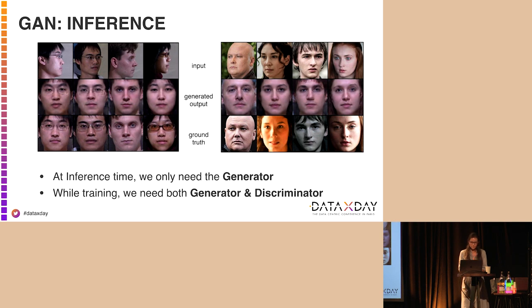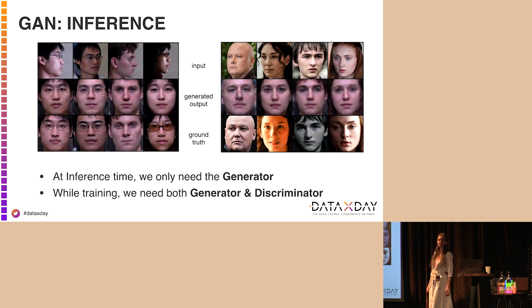So here's a better example of what happens when you have GANs. The images on the left come from the test set. They weren't seen by the model during training, but they were taken in the same kind of lighting conditions as the training set. So that's why the model performs better on them. The upper row is the input. The middle is the generated output. Then we have the ground truth.